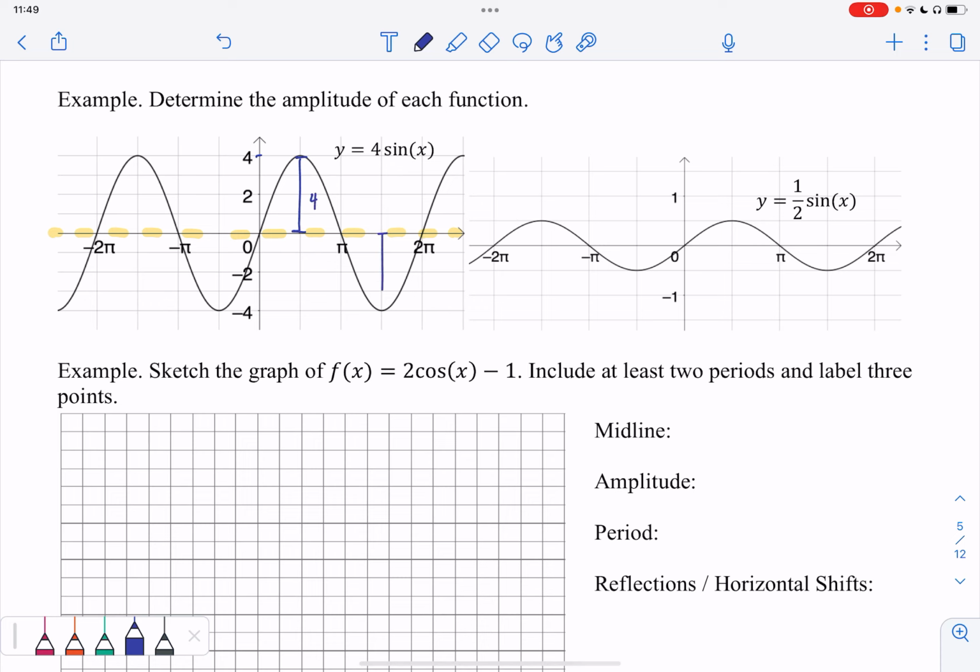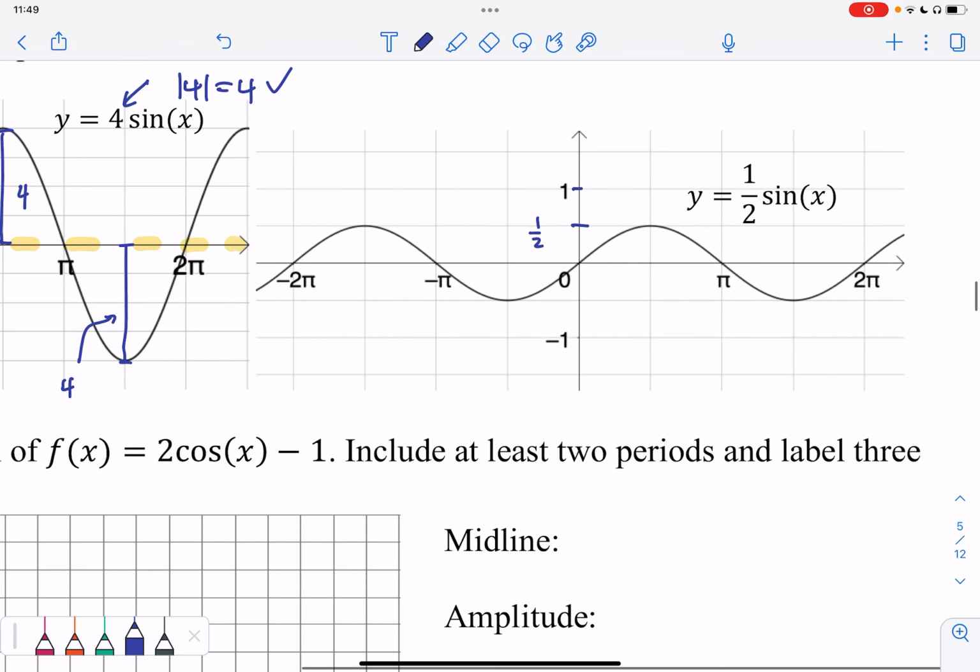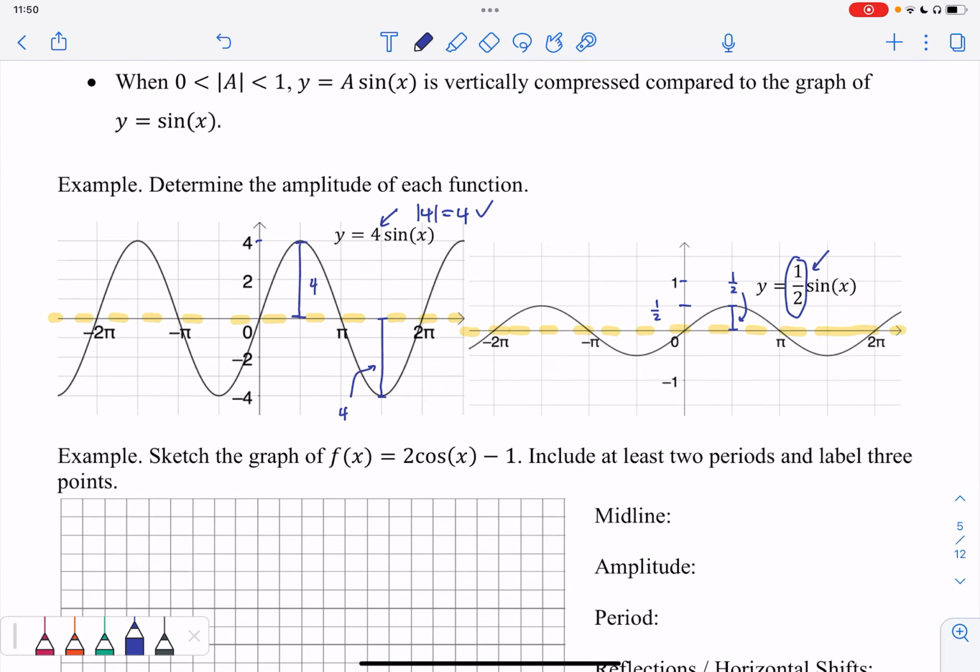And I could do the same thing down to the trough here. I'd see that this length here is 4. And again, I'm using positive values only for amplitude. Does this check out with what I just learned? Yep, the absolute value of 4 is 4, so that checks out with my amplitude. What about here? Well, if I am just drawing in my scale here for 1/2 on the y-axis, I can zoom in a little bit here and note that the amplitude, it's always helpful to draw in the midline because the amplitude depends on where the midline is here in terms of going from the midline to the top or the bottom. This length here would be 1/2, and so I note that that matches with the constant that's being multiplied in front of the function.